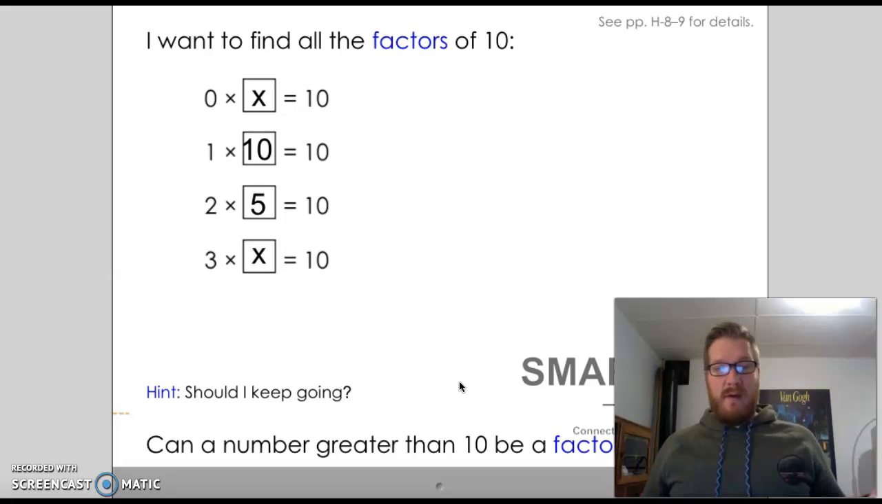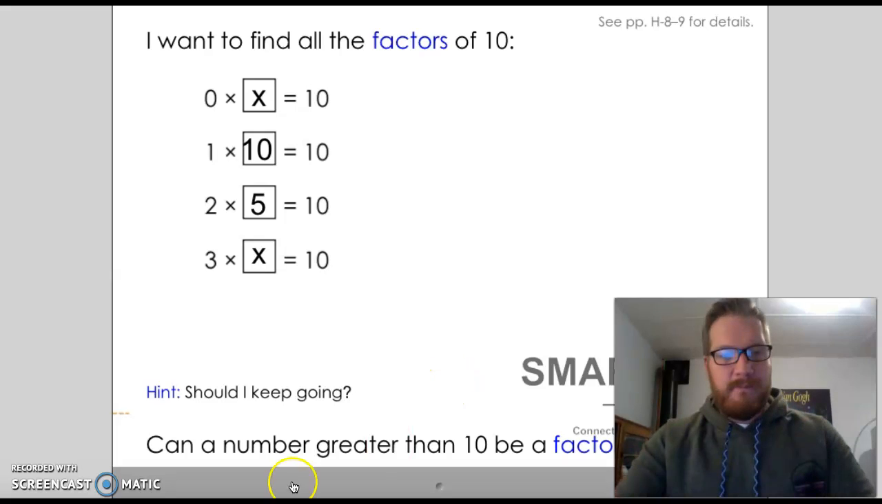Okay, and then the next question is, can a number greater than 10 be a factor of 10? And the answer to that is no. You can't have a number bigger than the target number itself as a factor. Once we start looking at numbers greater than the target number, we move away from factors and start talking more about multiples. So just as a good rule of thumb, a factor will never be bigger than the target number itself.